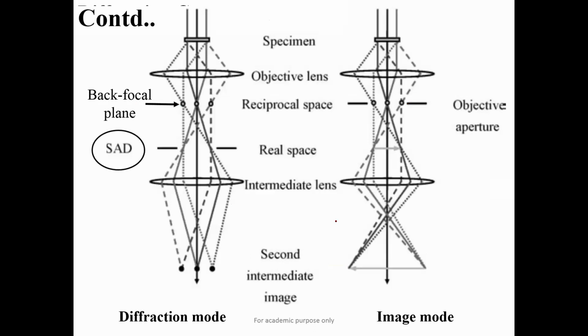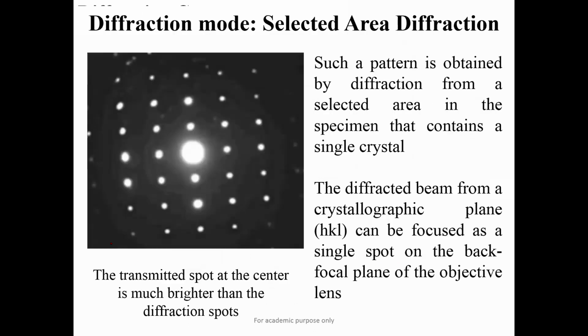This is again the same thing. Here is your sample, having some parallel planes, and the diffraction pattern is on the back focal plane. If we focus this back focal plane on the fluorescent screen, we will get a SAD pattern. But if we focus the image of the object and magnify it on the fluorescent screen, we will get an image of the object. So there are two modes of operation in the TEM machine.